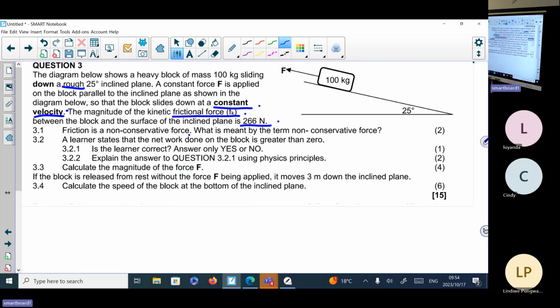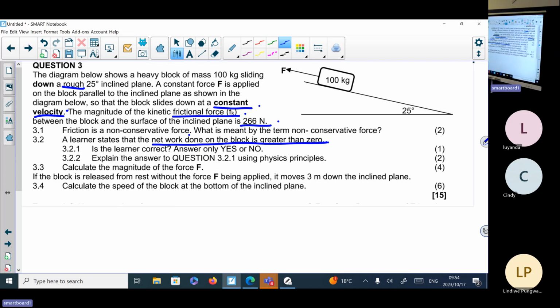Question 3.2. A learner states that the net work done on the block is greater than 0. Is this learner correct or not, and how can we justify that? Anyone who can assist us with that? We have just spoken about this. The object slides down at a constant velocity. So what do we know about the net work done on an object when the object is moving at a constant velocity?